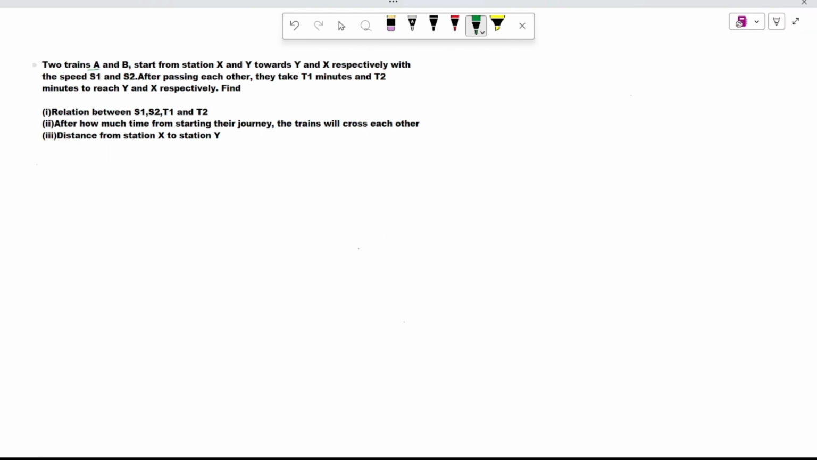Two trains A and B start from station X and Y towards Y and X respectively with speeds S1 and S2. Let me draw. Here, there is a station X, there is a station Y, and there is a train A which is traveling towards station Y, and there is a train B which is traveling towards X. And they are also given the speed of train A is S1 and the speed of train B is S2.